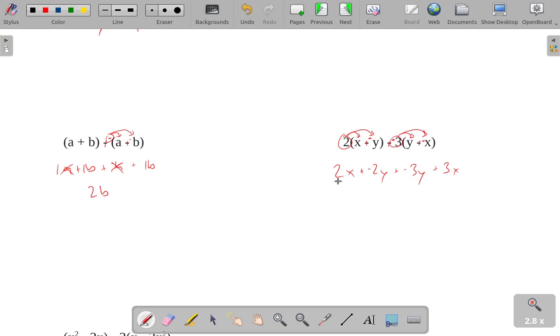Now I can combine like terms. The 2x and the 3x combine to give me 5x. 2 plus 3 is 5. And the negative 2y and the negative 3y, well, negative 2 plus negative 3 is negative 5. And so I end up with a negative 5y, or 5x minus 5y if you'd prefer to write it that way.